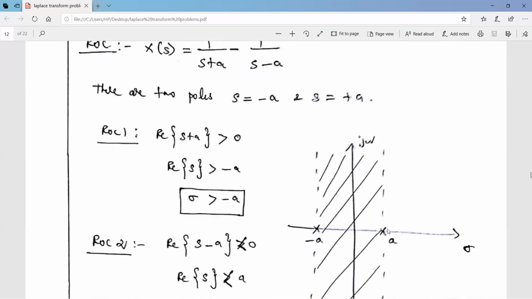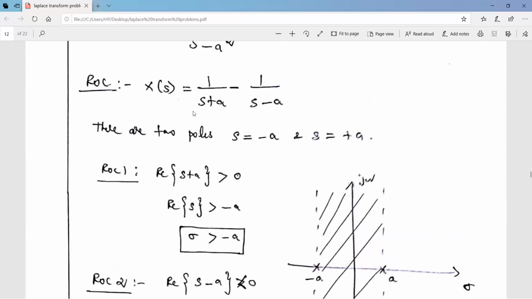So plus a means in the positive x-axis, you take this value as a, and another pole is at minus a. So in the negative x-axis, there are two poles, which you mark with a cross symbol. Okay, and in order to find the ROC, first we have to see the first term.